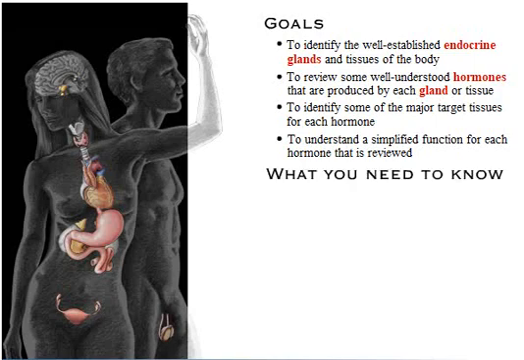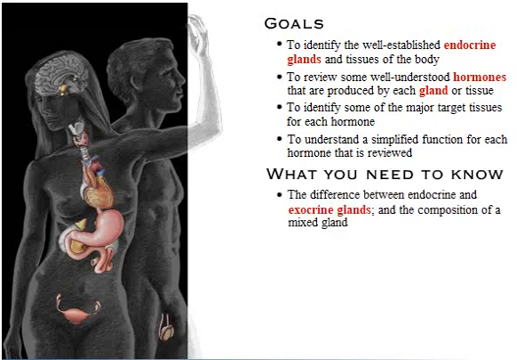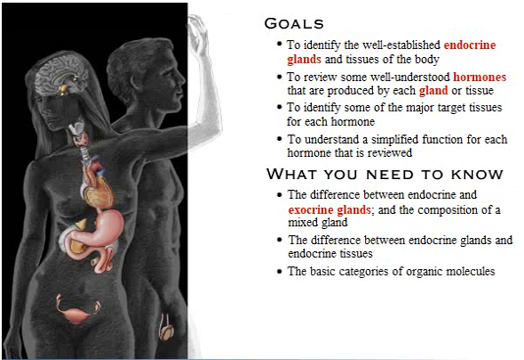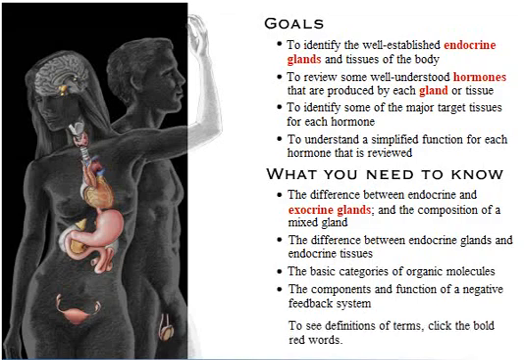Here's what you need to know: the difference between endocrine and exocrine glands and the composition of a mixed gland, the difference between endocrine glands and endocrine tissues, the basic categories of organic molecules, the components and function of a negative feedback system. To see definitions of terms, click the bold red words.